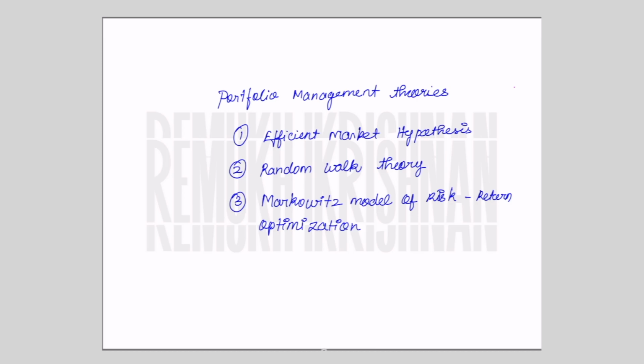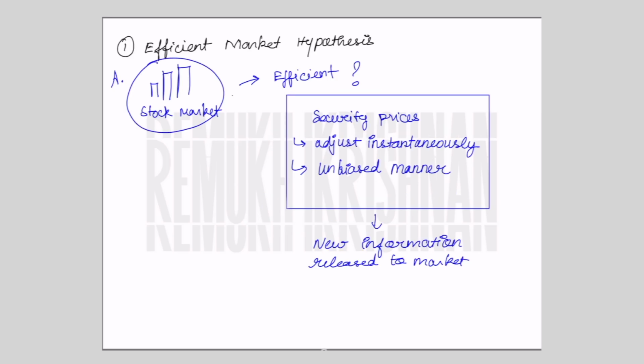Throughout this video we will be talking about three theories. One is the efficient market hypothesis, secondly we will be talking about random walk theory, and finally we will be covering the Markowitz model of risk return optimization, which is one of the very important portfolio management theories. So let us start with the efficient market hypothesis.